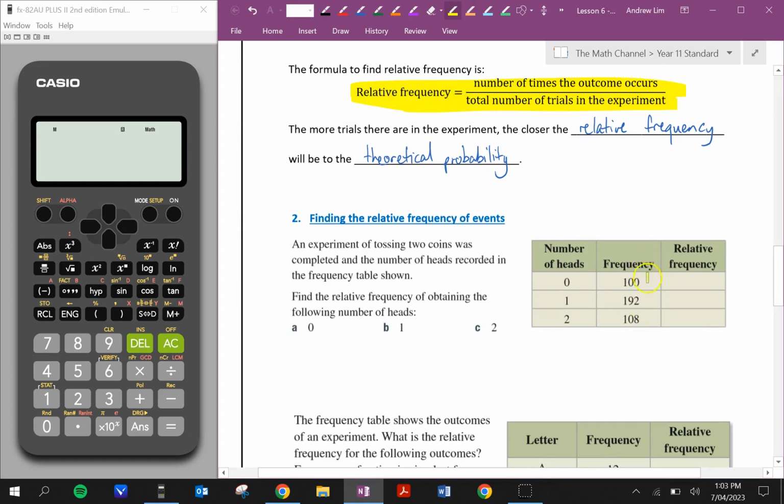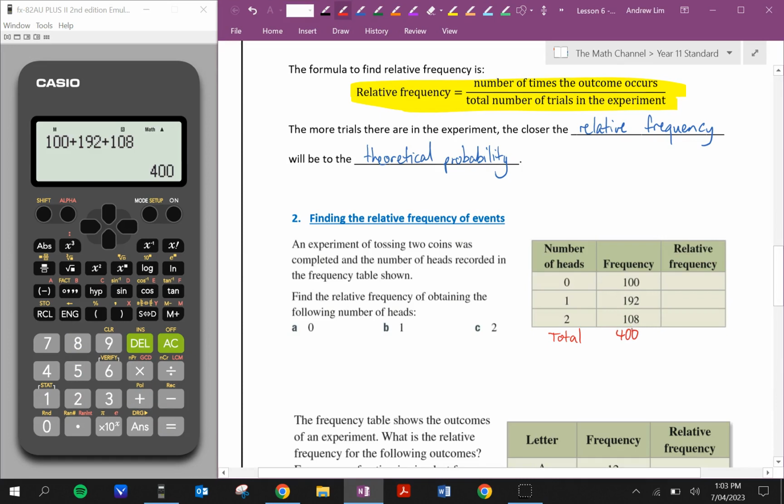What we can see here is we don't have the total number of trials. We don't know how many times we tossed these 2 coins. We need to work that out first. The total number of times the 2 coins were tossed is just the sum of each of these. So I'm going to add them together. 100 plus 192 plus 108 gives us 400. So that means we tossed the 2 coins 400 times.